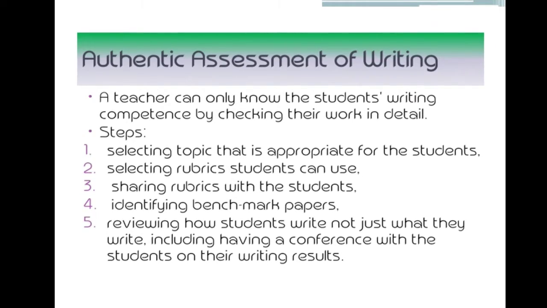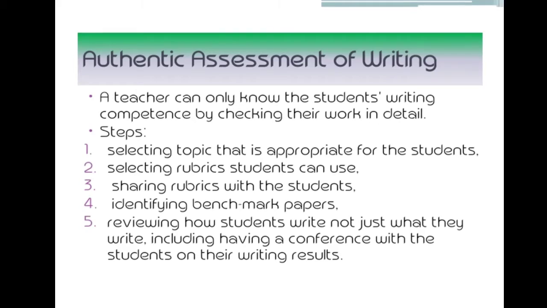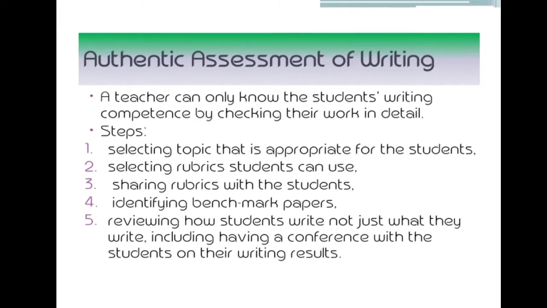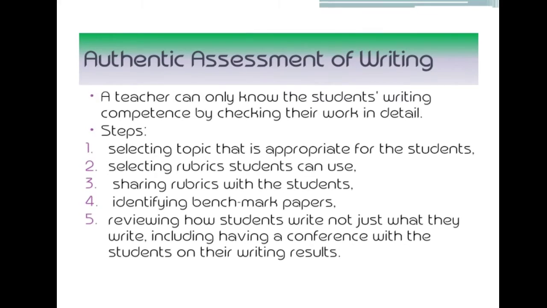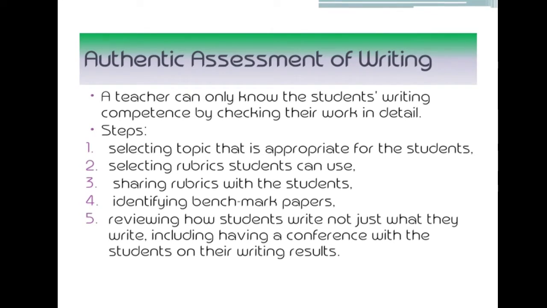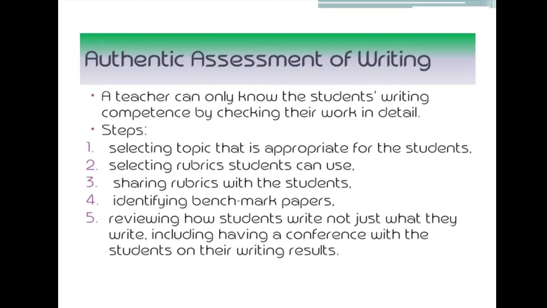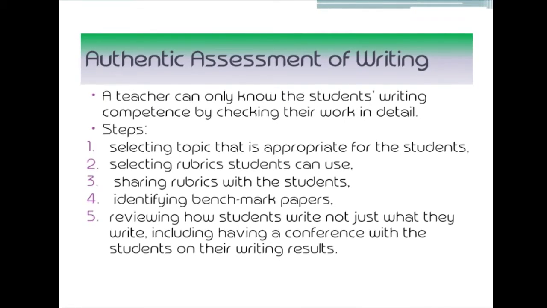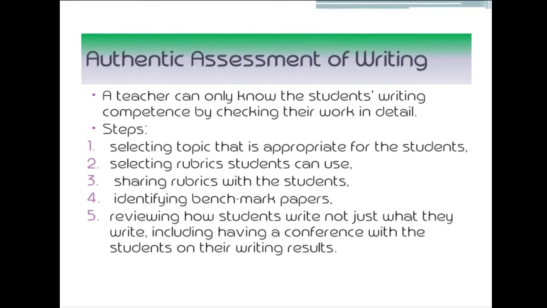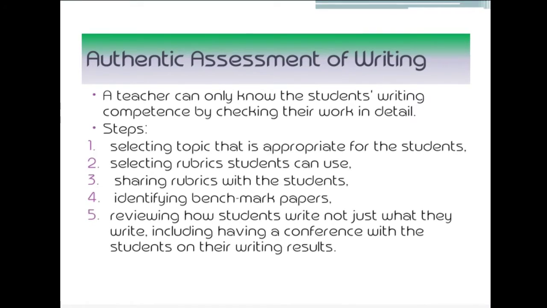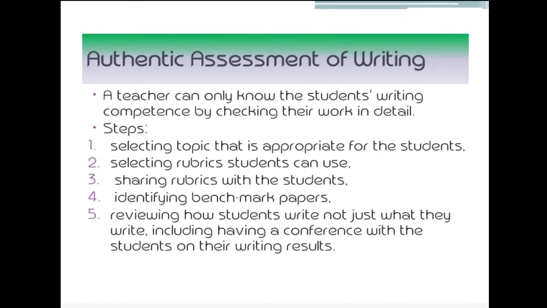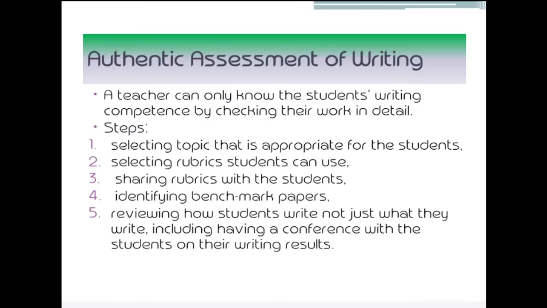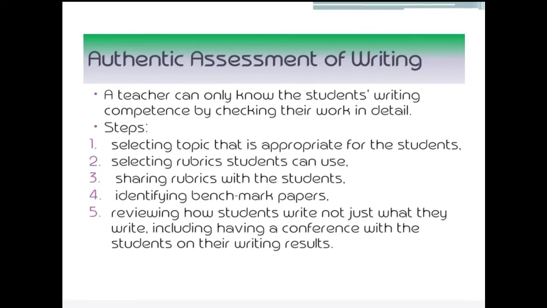The following are the steps in assessing students' writing by using authentic assessment proposed by O'Malley and Pierce 1996. Those are selecting a topic that is appropriate for the students, selecting rubrics for scoring students, sharing rubrics with the students, identifying benchmark papers, reviewing how students write, and having a conference with the students on their writing result.